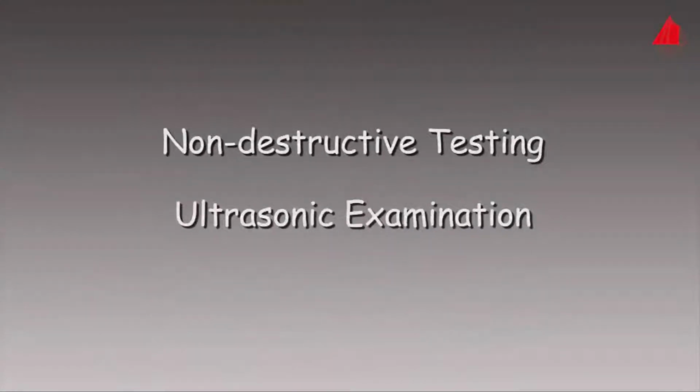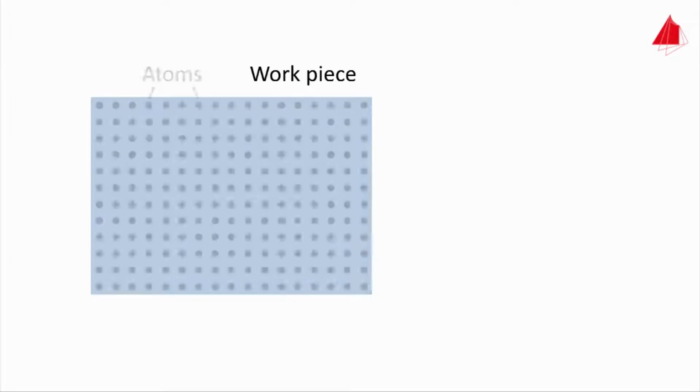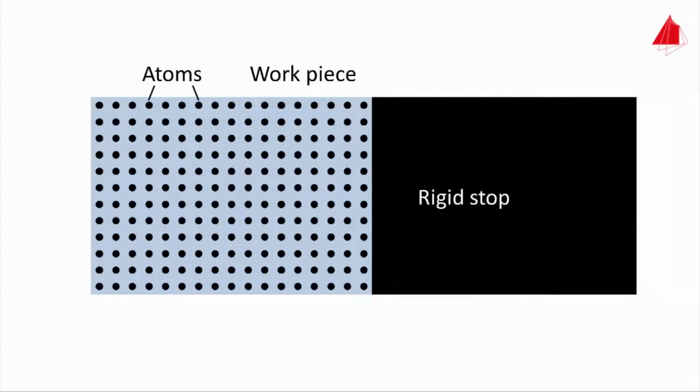Non-destructive testing. Ultrasonic examination. The basic principle of ultrasonic testing of materials is the propagation and reflection of sound waves. As an example, a cylindrical workpiece is shown in the animation. The longitudinal section through the cylinder shows the position of the atoms extremely magnified and simplified as a single crystal. To begin with, a rigid unyielding stop is attached to the right front end of the cylinder.